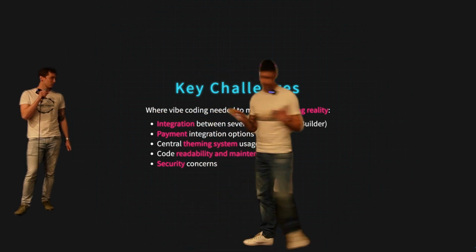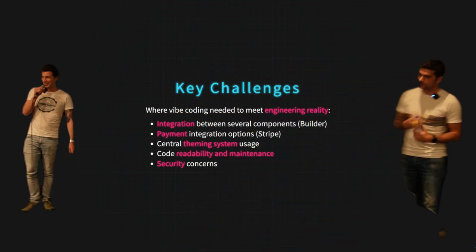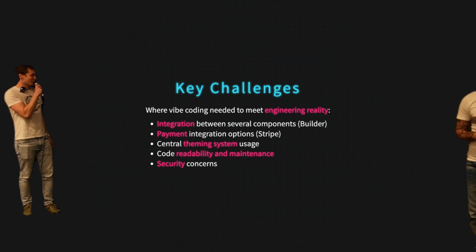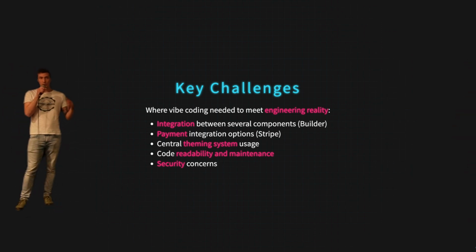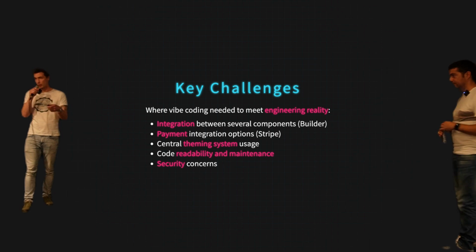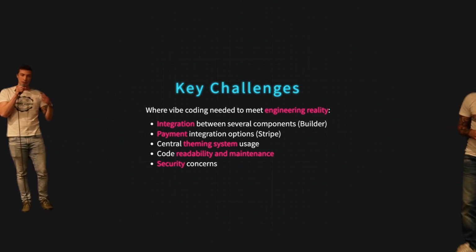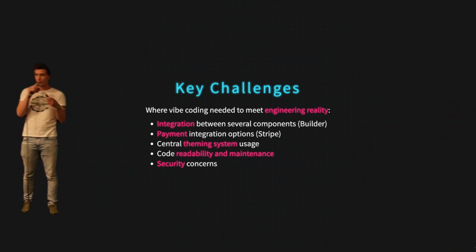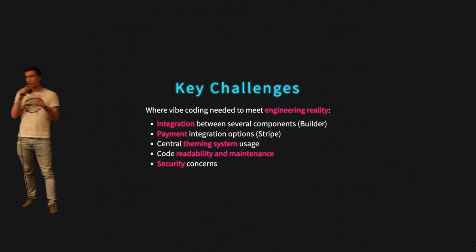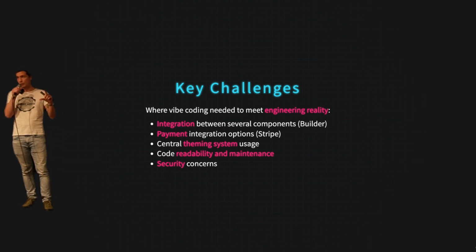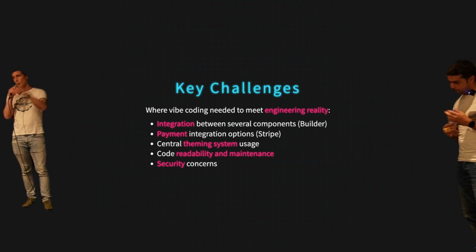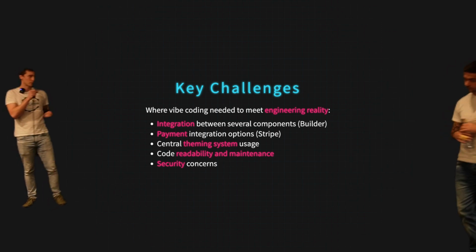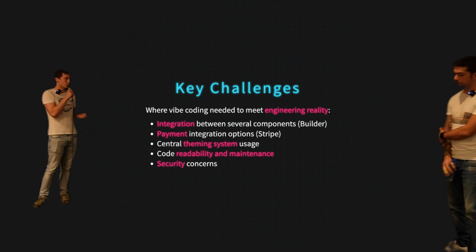This one is free. We also had issues with the central theming system. We knew that we wanted to use the same themes over and over again for the whole application, but the AI kept forgetting how to use things correctly. We had everything centralized in our Tailwind config, and still it didn't use the helpers and the variants that we created every time that we wanted to make a new page, for example. So this was also an issue.